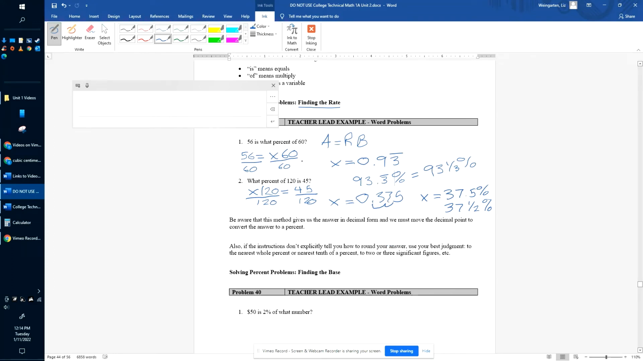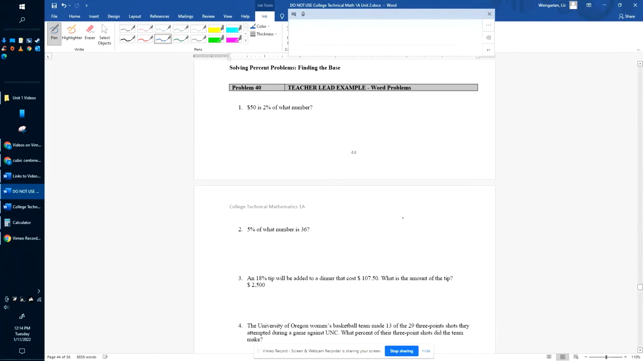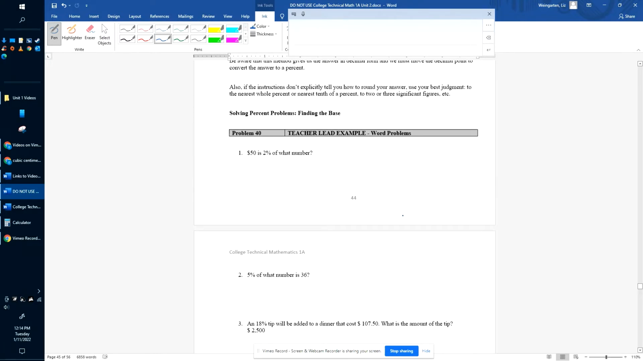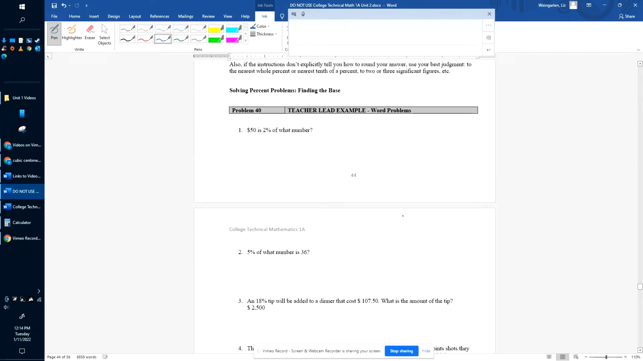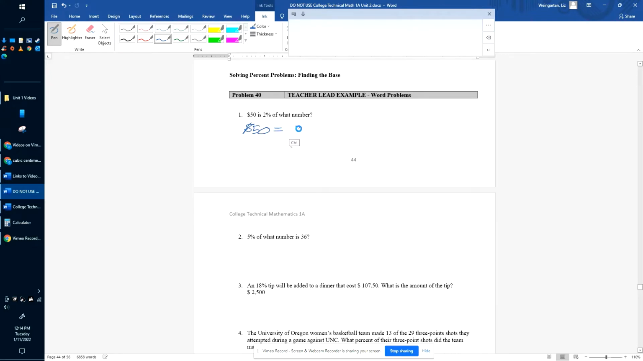So let's take a look at how we can find the base. We're going to be doing a very similar idea here, only instead of looking for the percent, we are looking for the base. $50 is 2% of what number? $50 is, means equals, 2%. Remember, make this a decimal. Of what number? What being x?